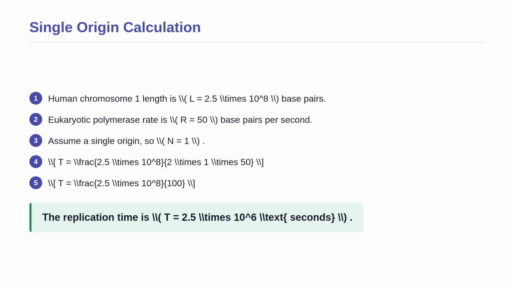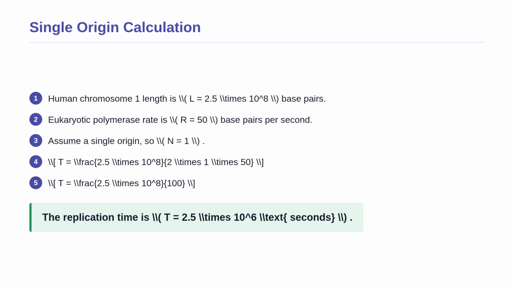Let us apply this formula to see exactly why a single origin would be catastrophic for complex life. We are looking at human chromosome 1, which contains approximately 250 million base pairs. The eukaryotic DNA polymerase operates at a relatively slow rate of 50 base pairs per second. We are asked to find how long it would take to replicate if it only had a single origin.